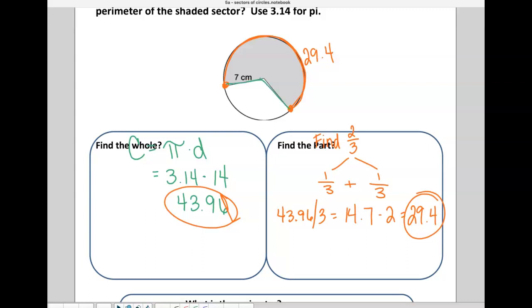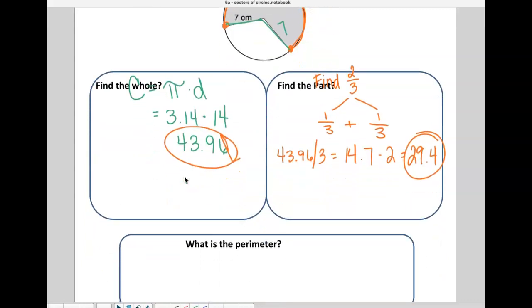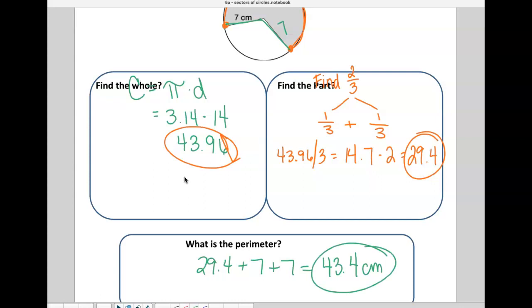Those are easy though. What's this distance? 7. And this is 7. So to find the perimeter, we're going to add that all together. So we need to do 29.4 plus 7 plus 7. What do you get? When you do that, Casey, what'd you get? 43.4. And it was centimeters. So the perimeter of that sector of the circle is 43.4 centimeters.